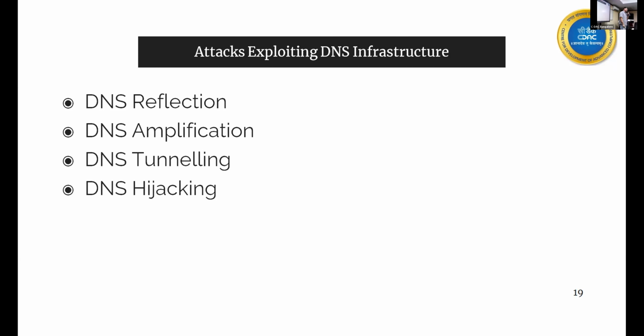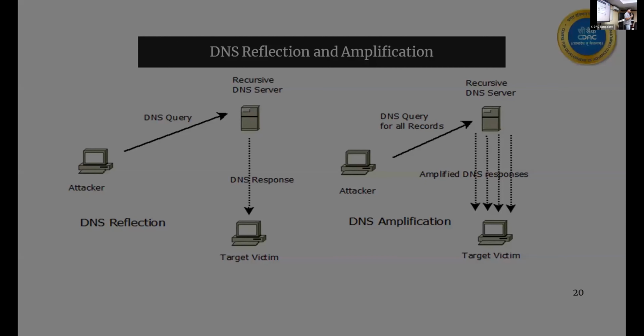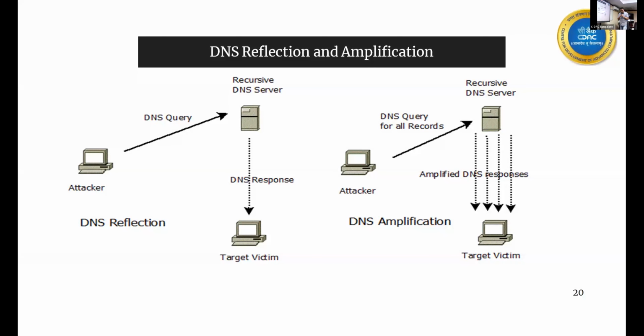Now the second category is where you use the DNS infrastructure to attack others. This is called attacks exploiting DNS infrastructure. We have a list of attacks, and I will discuss them one by one. The first attack is called DNS reflection and DNS amplification. What do we mean by this, and how does it happen? First, reflection.